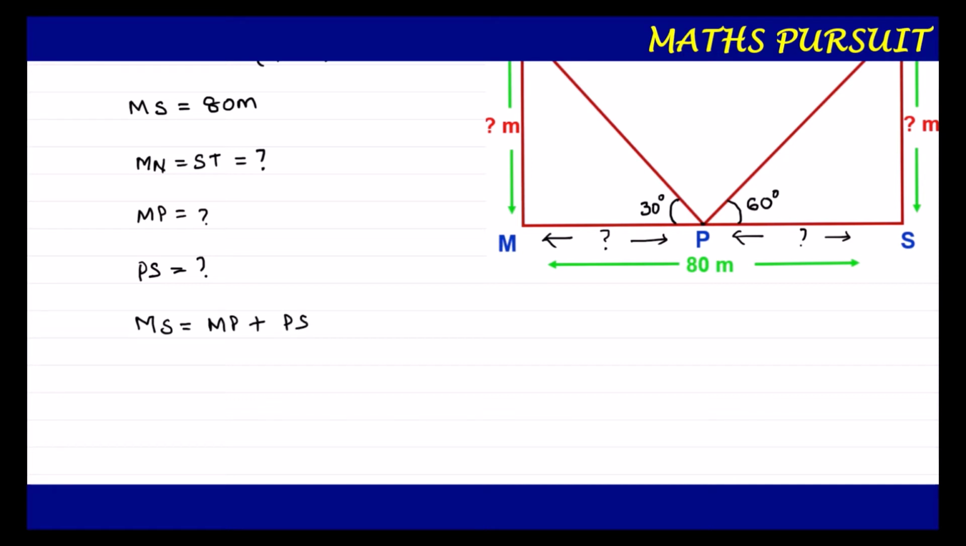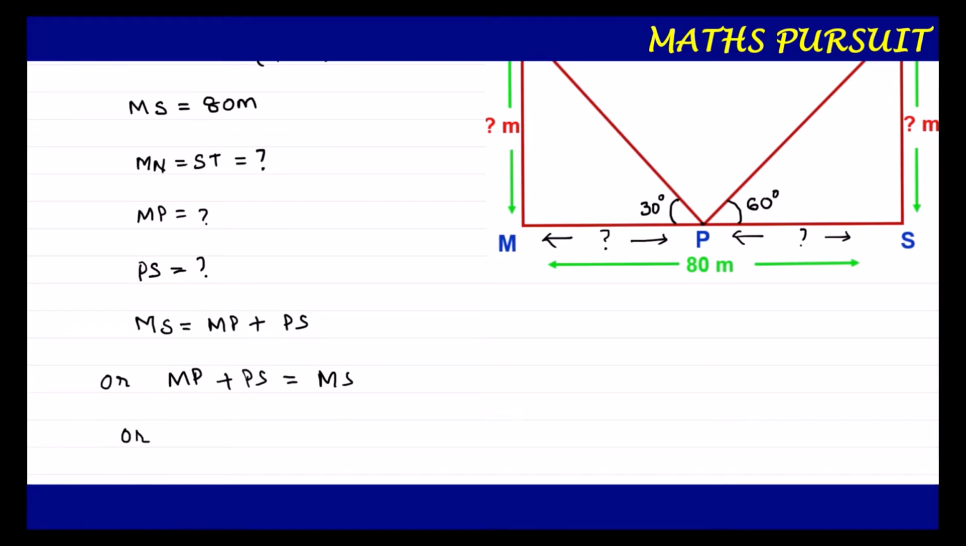If you look at the diagram, if I write MS is equal to MP plus PS, will there be anything wrong? I don't think there will be anything wrong. MS is equal to MP plus PS. Or in other words, I can say that MP plus PS is equal to MS.